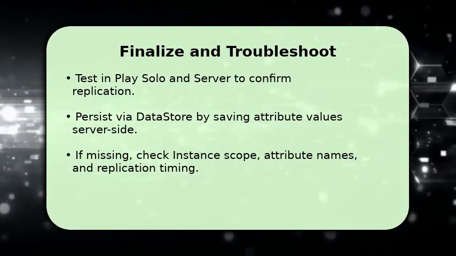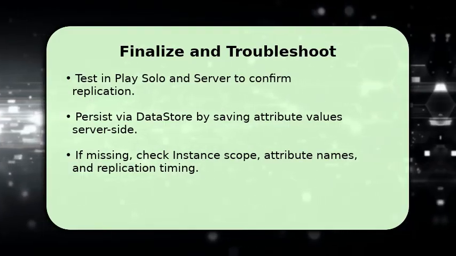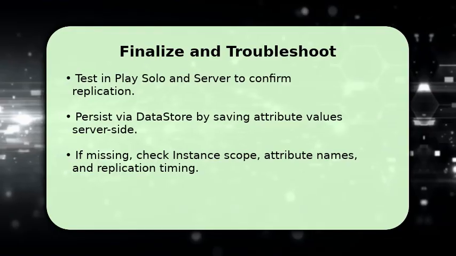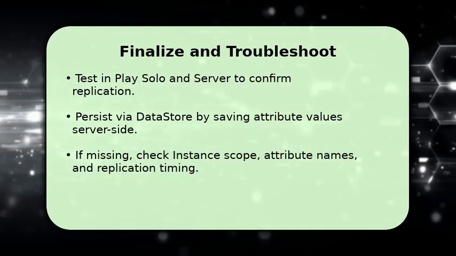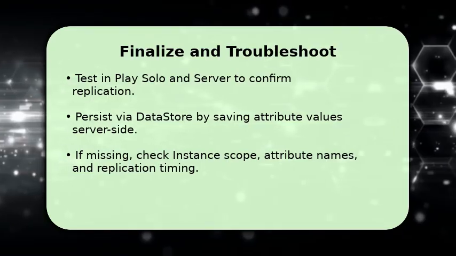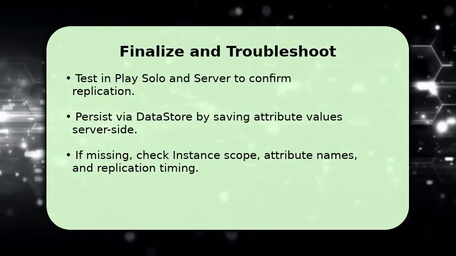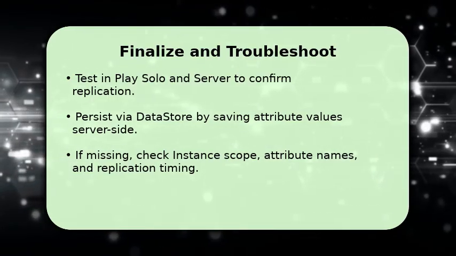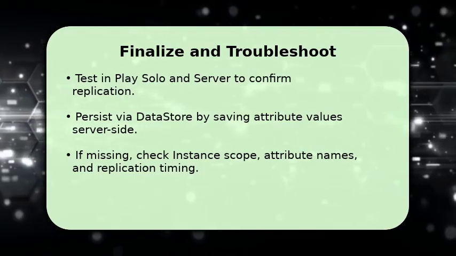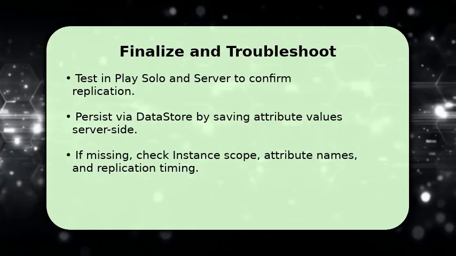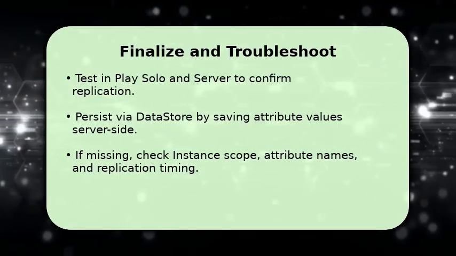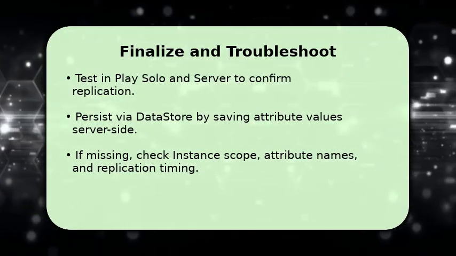When saving player or object state, read attributes server-side and store values into the data store, then restore them on load using SetAttribute. If things go wrong, make sure you are accessing the correct instance and that attribute names match exactly. Replication can lag, so wait for AttributeChanged or confirm on the server to avoid race conditions. Finally, log GetAttribute returns to spot nils quickly.